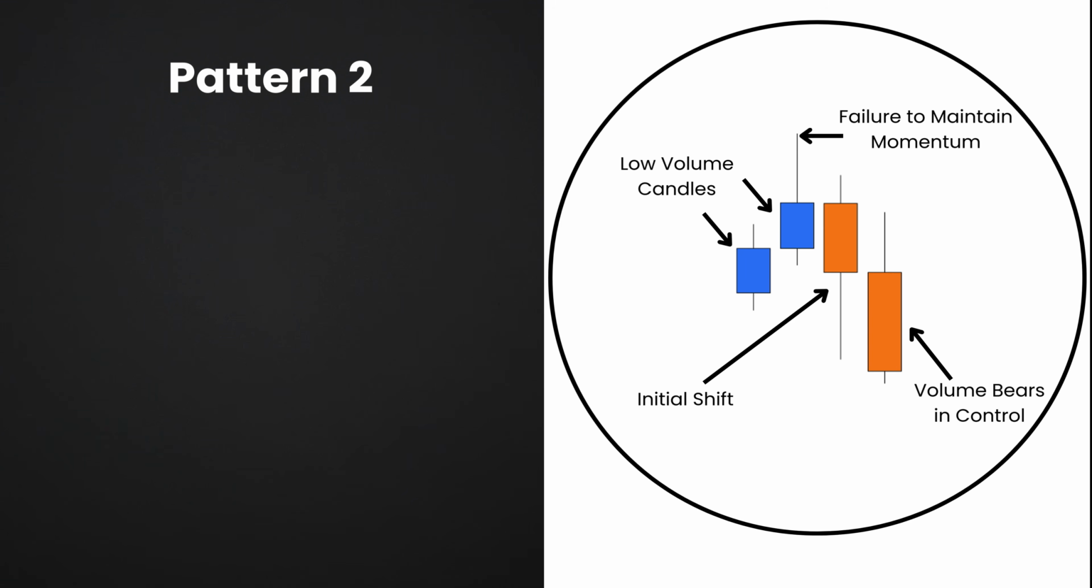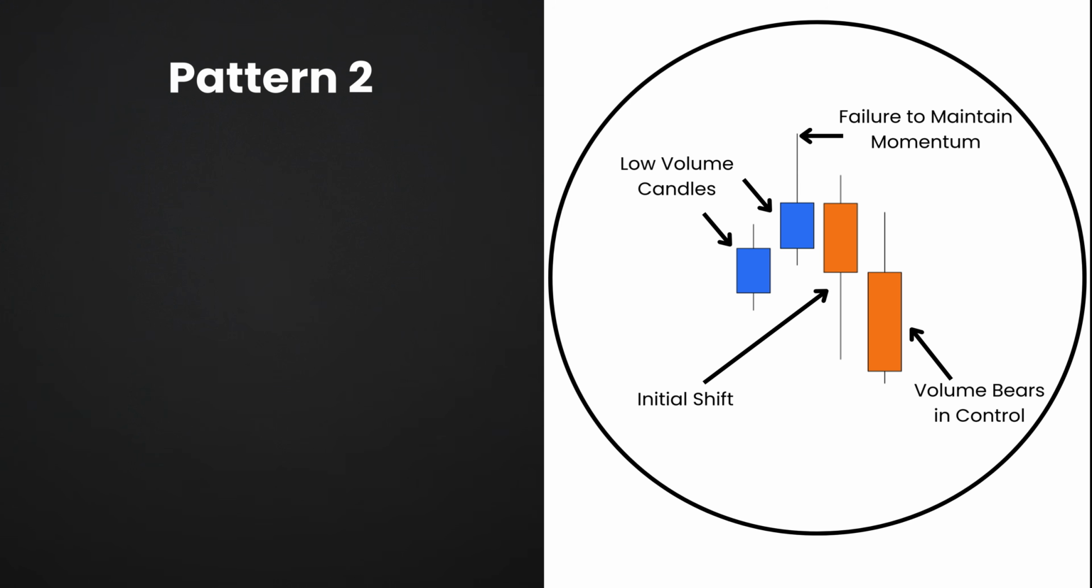Pattern 2 is failure to maintain momentum. So you'll notice price starts with an initial bullish shift. Small candles pushing up, low volume. Looks like it wants to continue higher. But then pay attention to what happens next. The bullish momentum cannot hold. You get hesitation, small bodies, long wicks, and then suddenly a strong bearish candle takes control.